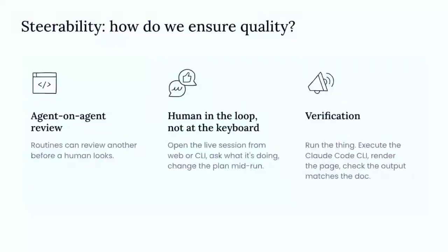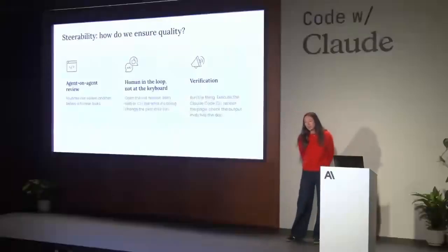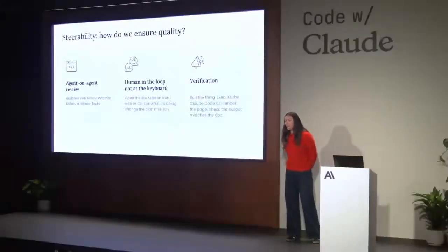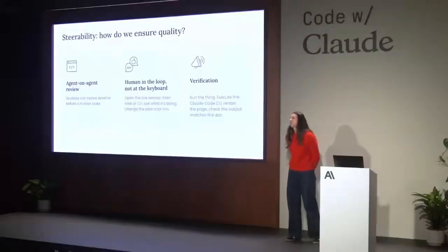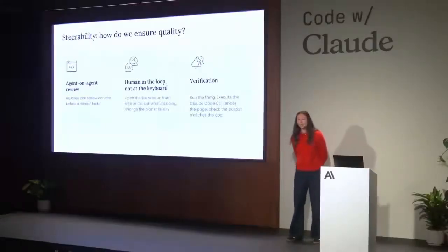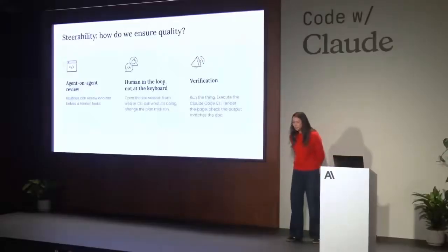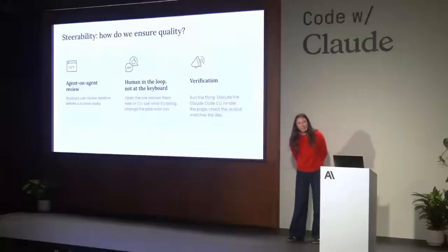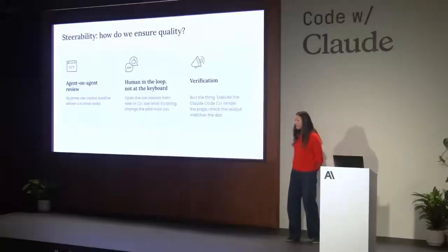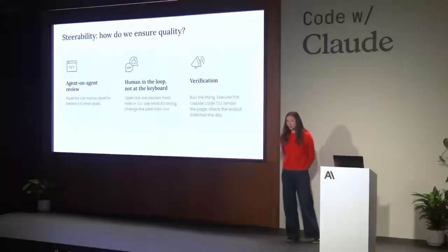Finally, the last thing to think about here is steerability. How do we ensure the quality of Claude's outputs? There are a couple ways to do this. One thing that I think is quite interesting is to invest in agent-on-agent review. If folks have designed multi-agent systems and have heard of the generator-critiquer pattern, this is something that we borrowed here. You can set up one routine to create docs PRs, and you can set up another routine that triggers on that PR's creation to leave comments on the PR before a human actually gets to it.